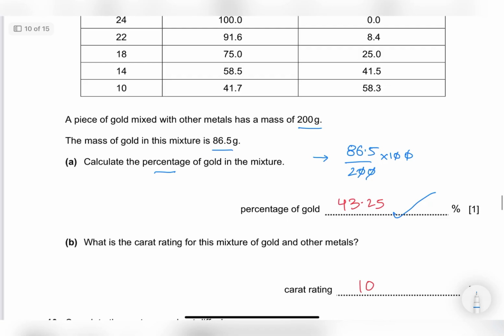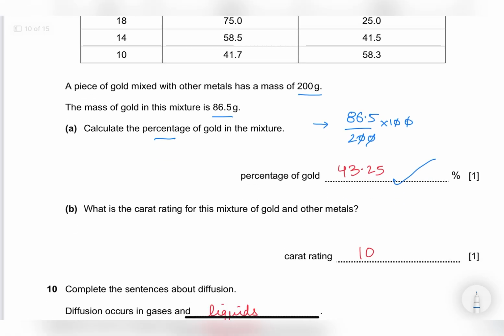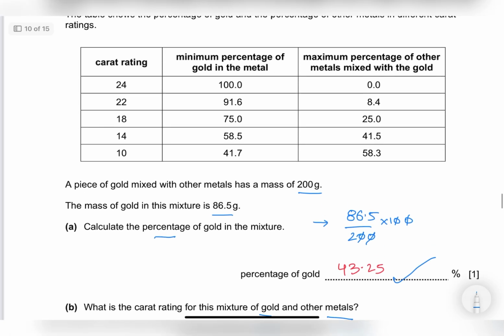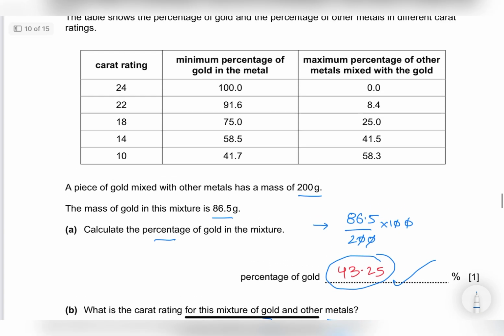All right. Now, what is the carat rating for this mixture of gold and other metals? Okay, let's find out the percentage. So it is 43.25%. All right. Now, let us find the carat rating for it. 43.25% will give us approximately around, see, this is the minimum percentage and this is the maximum percentage, right?